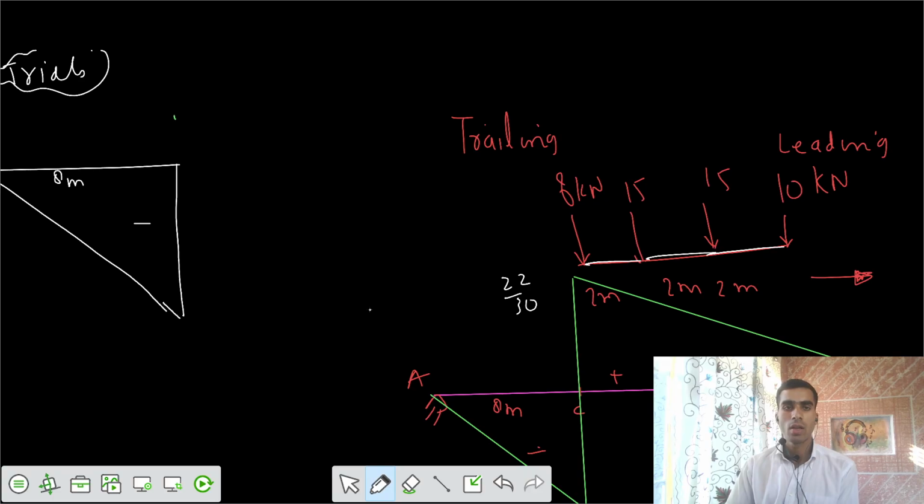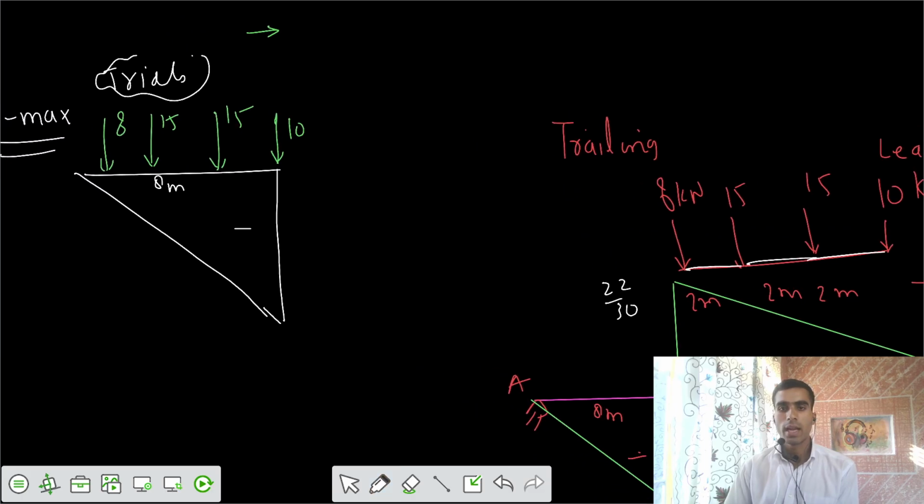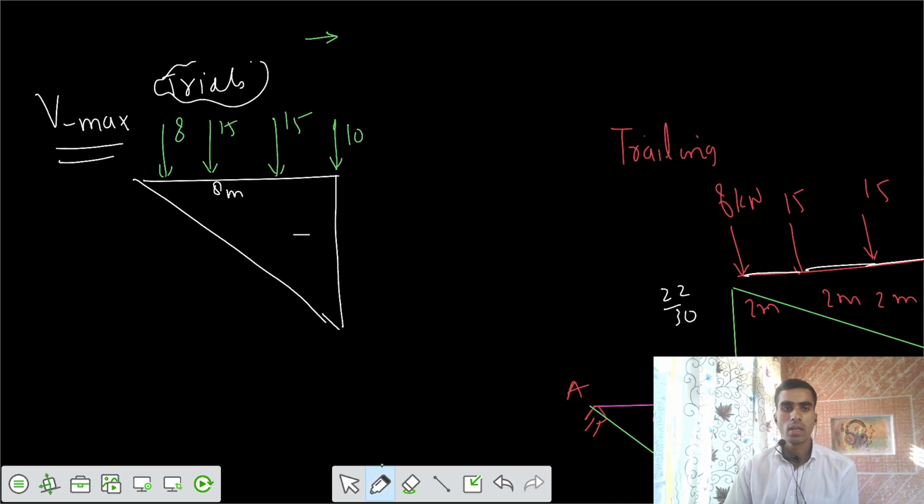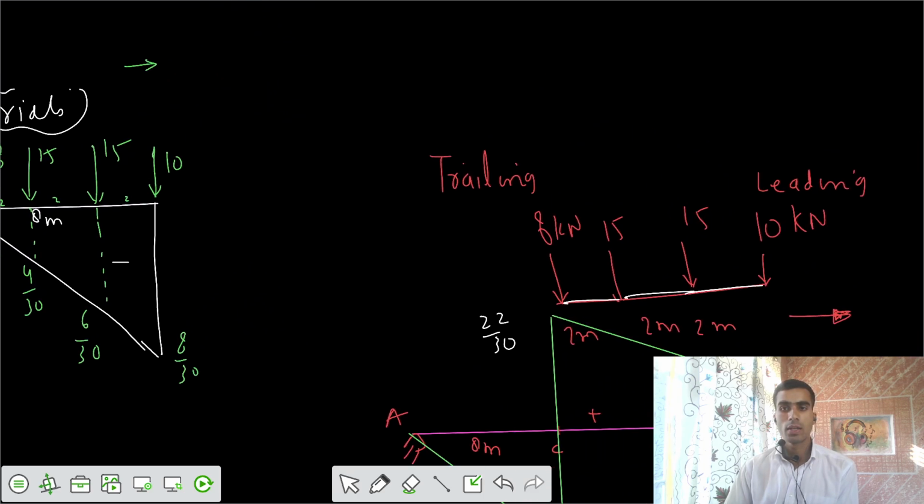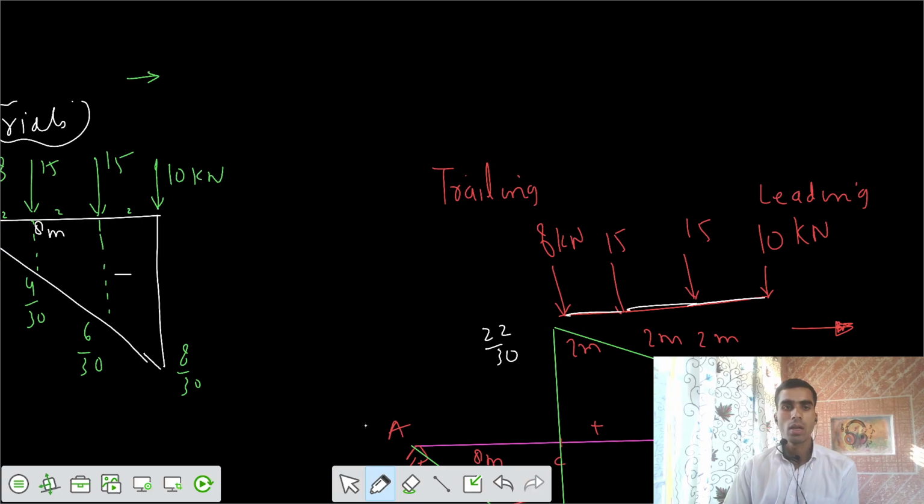Because we are moving in this way, I place the 10 kilonewton here, then 15 here, then 15 here, then 8 kilonewton here, with 2 meter between each. Then we need to get the ordinates. If this is 8 by 30, then by symmetry this is 6 by 30, this is 4 by 30, this is 2 by 30, and this is 0 by 30. So we got these ordinates. Unit is in kilonewton.